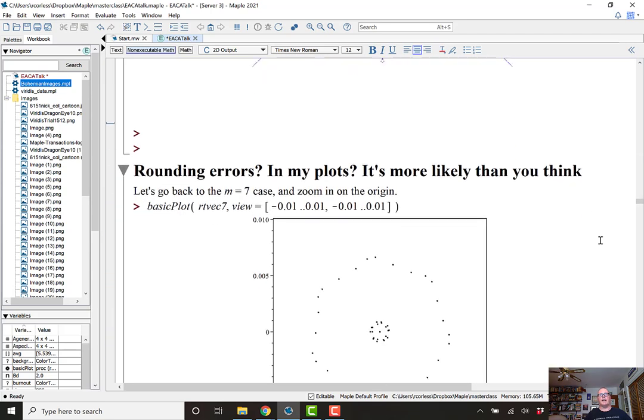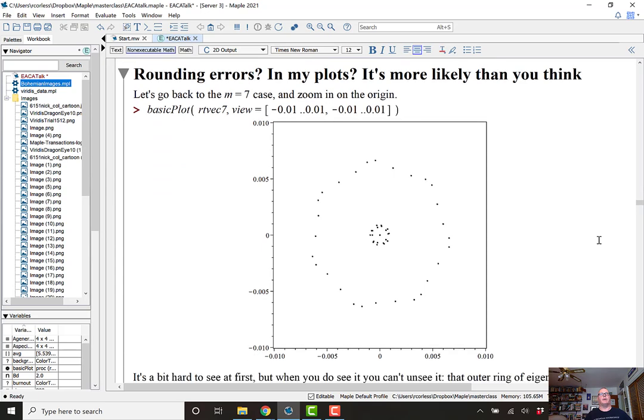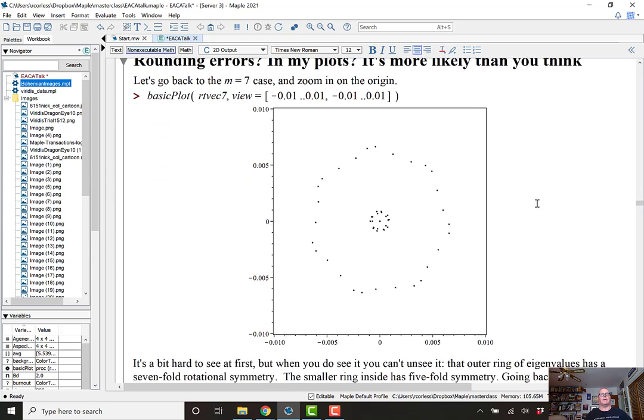Let's look at that flower in the middle. Let's go back to the m equals 7 case, the simple one. It looked okay, but there was a black dot in the center. If we zoom in so that now we're looking at a box of size plus or minus 1 over 100, then we see not a solid black dot, but a kind of rosette, kind of the same kind of flower that we saw in the m equals 15 case.